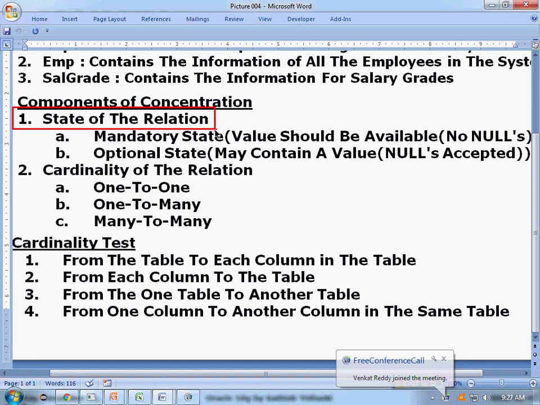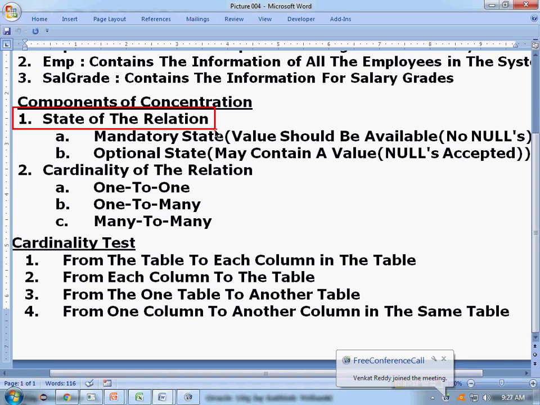Now, the state of the relation can be any one of these two things. One, mandatory state. Mandatory state in the sense that a specific state of the value is compulsory. It's not going to allow you what? Nulls.